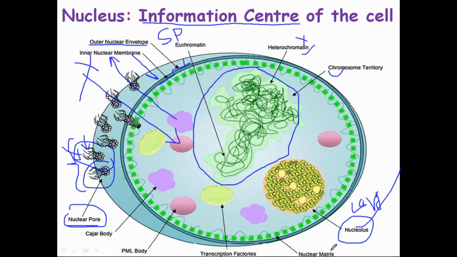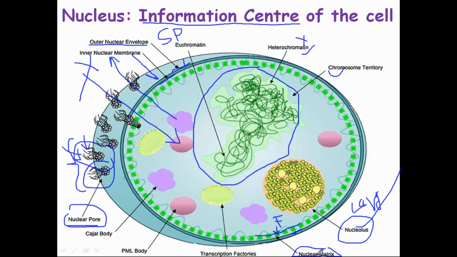Now, there is something called the nuclear matrix. What is this nuclear matrix? You can see here, this is something here. It is connected with the inner nuclear membrane. The inner one is attached with this nuclear matrix. What is this nuclear matrix? Matrix is anything which gives support. So these are some kind of filaments. We will see what these filaments are.